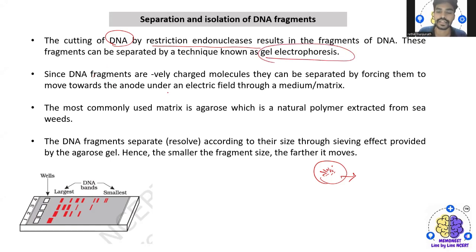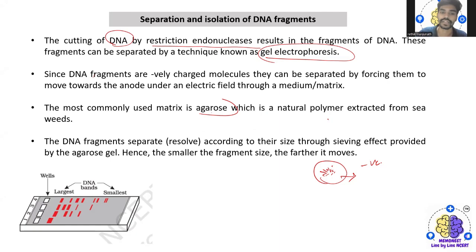So what is gel electrophoresis? Since we know that DNA is a negatively charged molecule, we can separate the fragments by forcing them to move towards the positive charge, that is, towards the anode, under an electric field through a medium, or a matrix. The most commonly used medium or matrix is agarose, or agar, which is actually a polymer extracted from seaweeds.